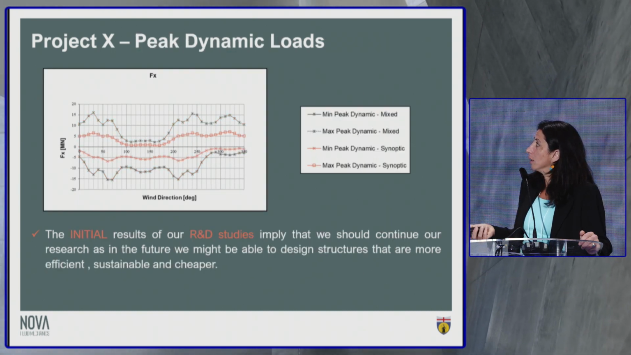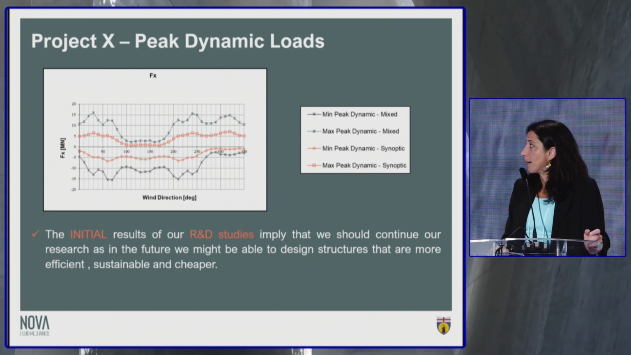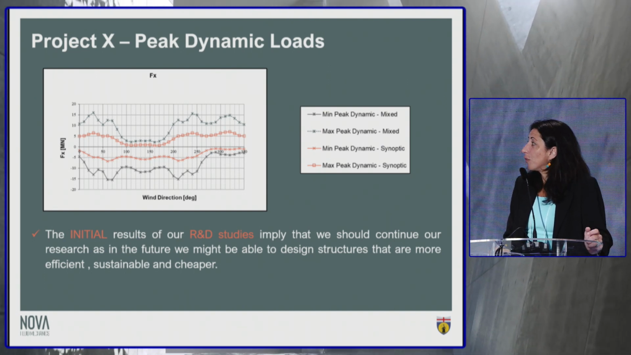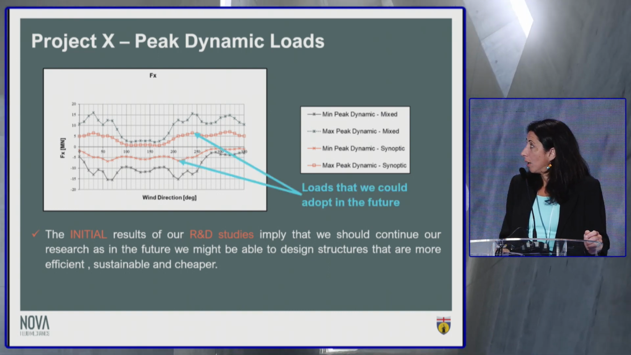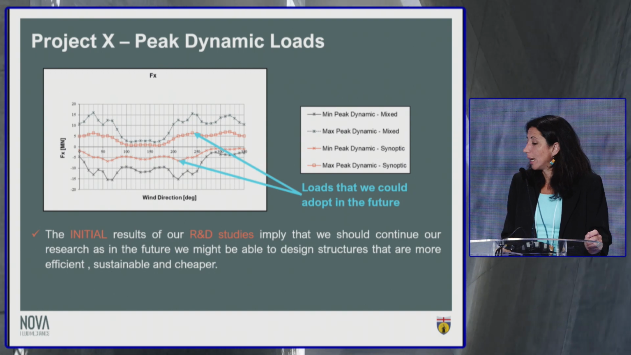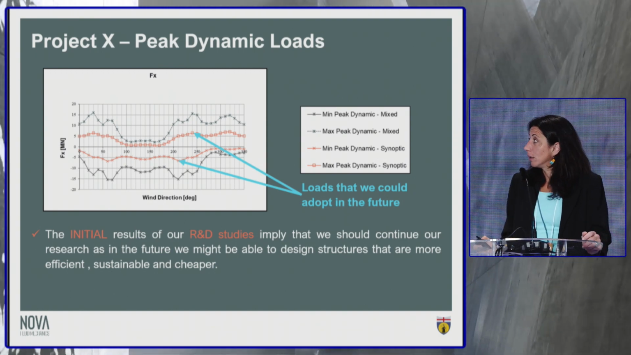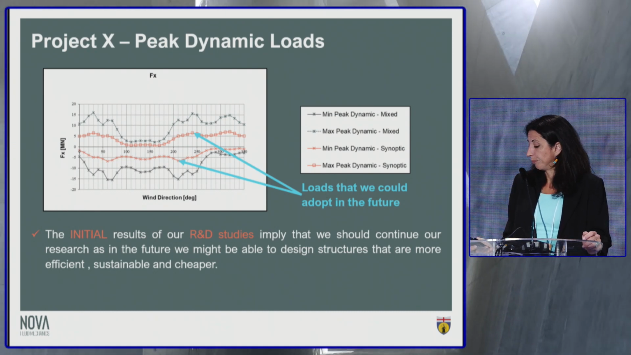What does that mean? The initial result of our R&D study implies that we should continue our research for sure, as in the future we might be able to design for these much lower thunderstorm profiles, and we might be able to neglect thunderstorms when designing a tall building.